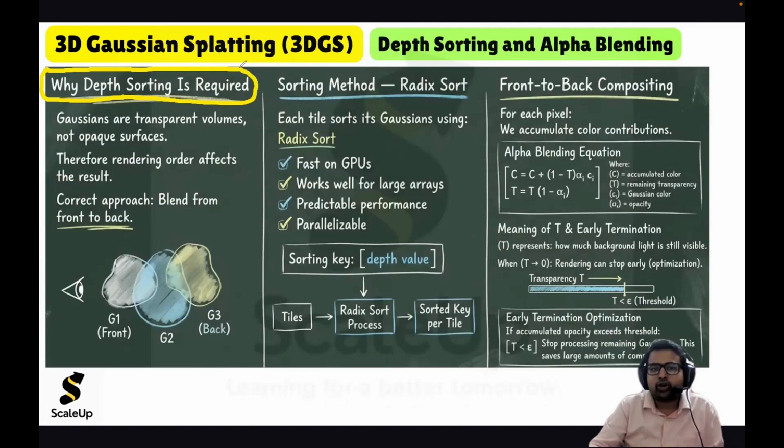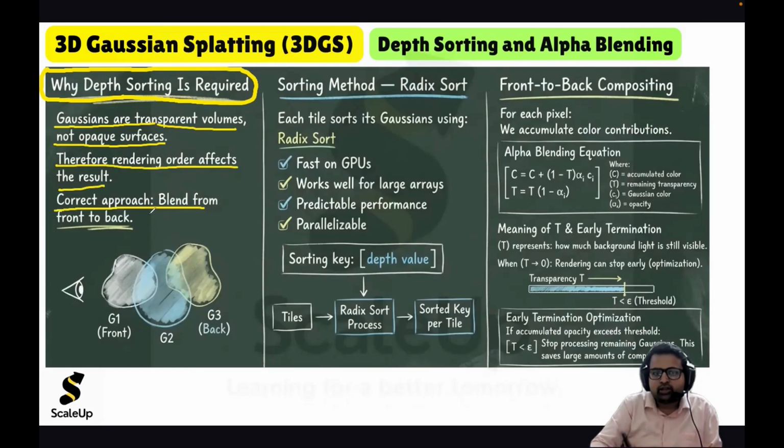Now, why is depth sorting required? The idea is that every tile will have many 3D Gaussians which will overlap and contribute. Every 3D Gaussian will have a depth and we have to sort it, because Gaussians are transparent volumes, not opaque surfaces. Every 3D Gaussian will contribute, so the rendering order affects the result.